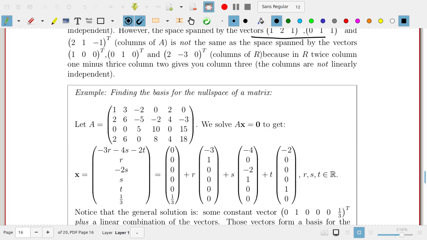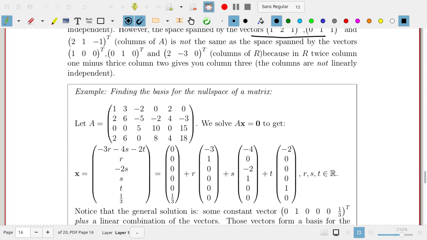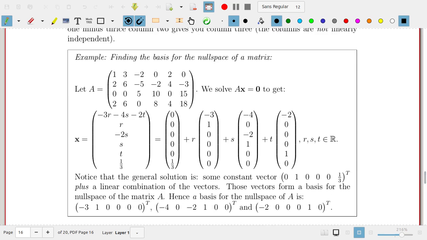Now we look at how to find the null space of a matrix, right? So imagine we have this 4 by 6 matrix, and we want to find the solutions to Ax equals 0. Because we have 3 linearly independent equations in 6 variables, we should have 3 free parameters.